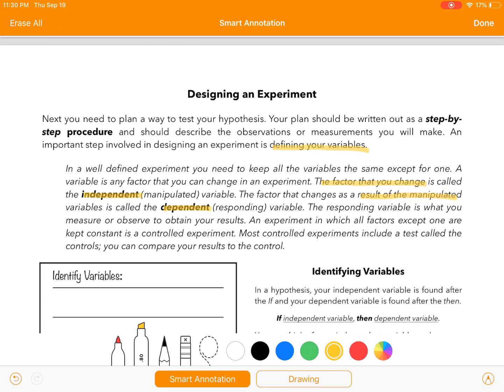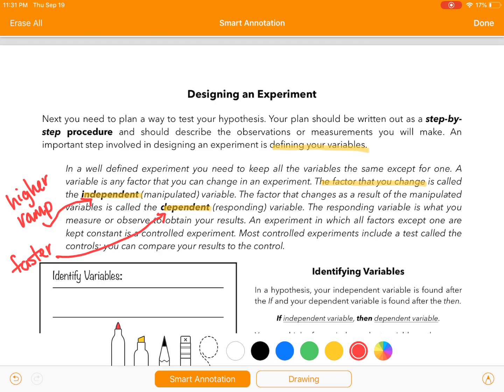This means if you're deciding to make the ramp higher, your higher ramp is an independent variable, and your car going faster is going to be a dependent variable, because the higher ramp is what's going to have an effect on the speed of the car.